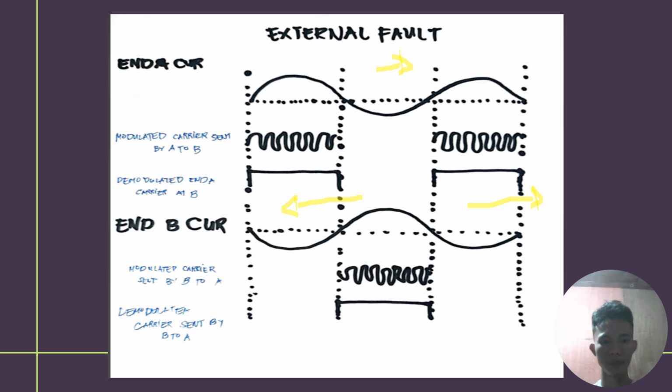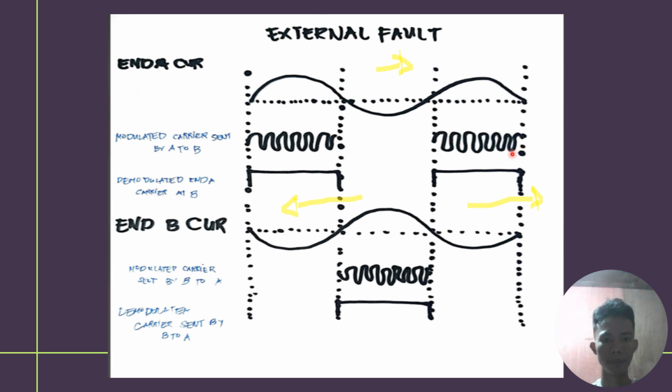So the modulated carrier signal sent by A to B is here. We can see here that in this type of scheme, we only consider the positive half cycle of the waveform. So when a modulated carrier signal is sent by A to B at external fault, here we can see a high frequency at only the positive cycle, and here 0, and here also.